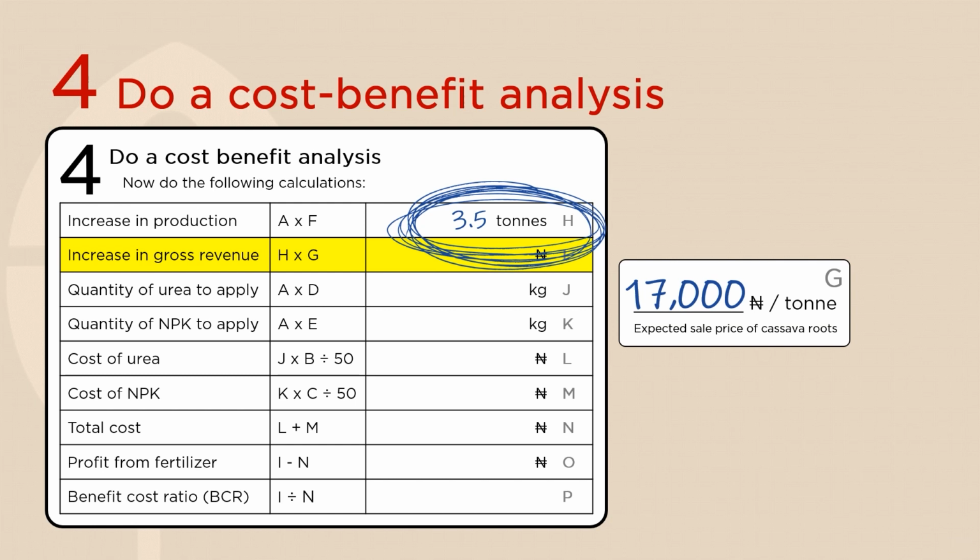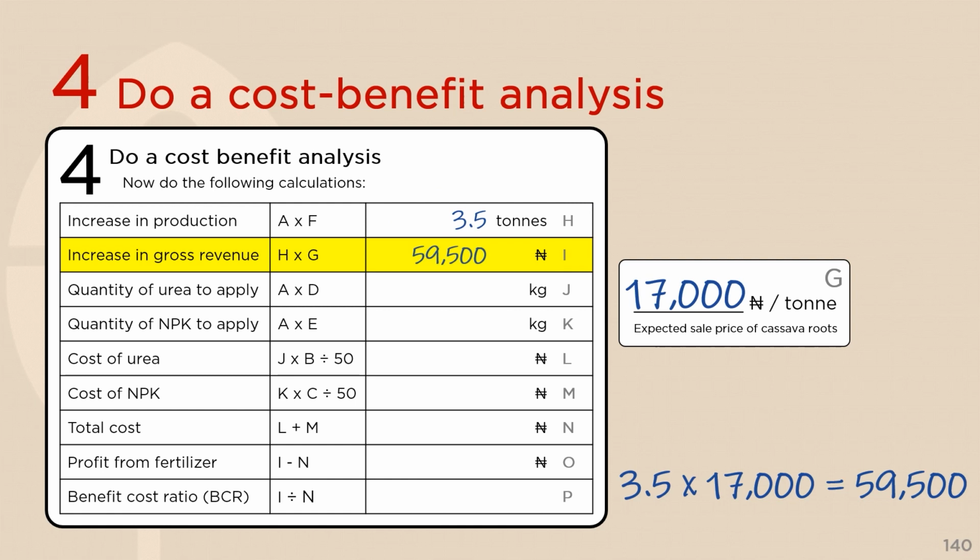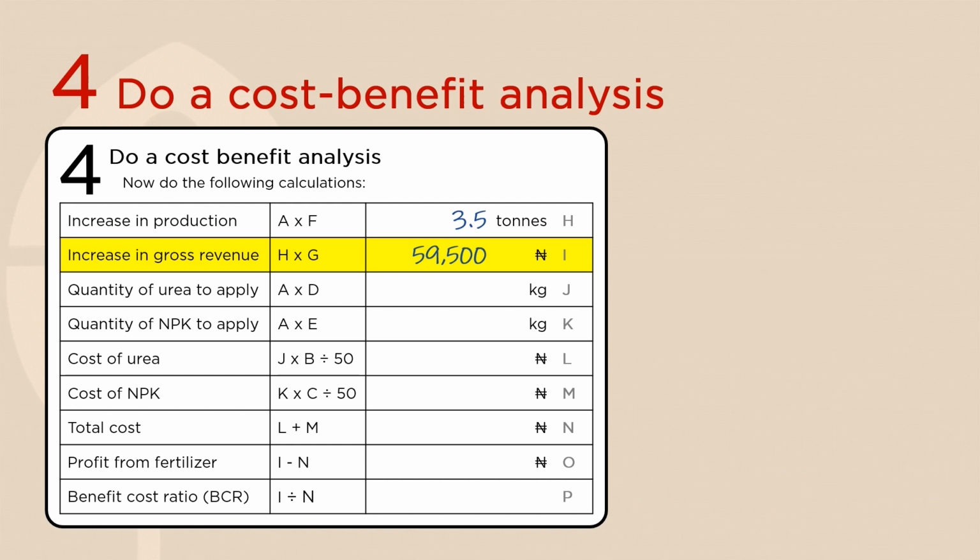Let's perform the calculation now. 3.5 times 17,000 equals 59,500. The expected increase in gross revenue is 59,500 Naira. This is the value of the extra produce we expect to get due to fertilizer application. We note this down in the table. Let's move on.